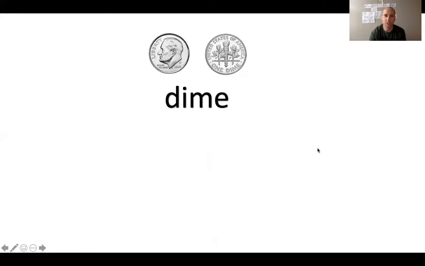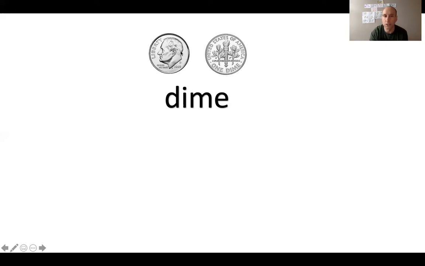Next coin, boys and girls. So now this one is the same color as silver, and it's going to be smaller than the nickel. And on the silver coin, we have Franklin Roosevelt. And on the back side you have an olive branch and a torch. And right here it says 1 dime.